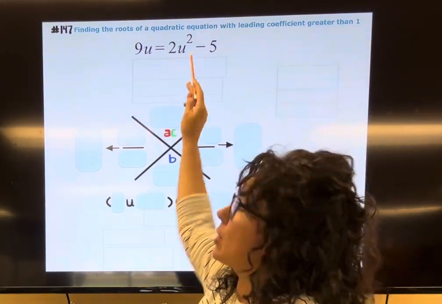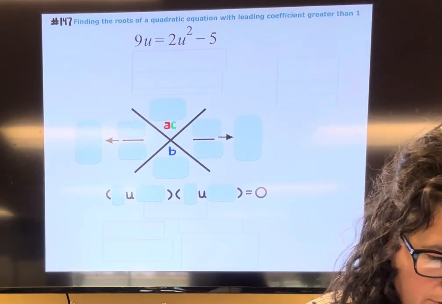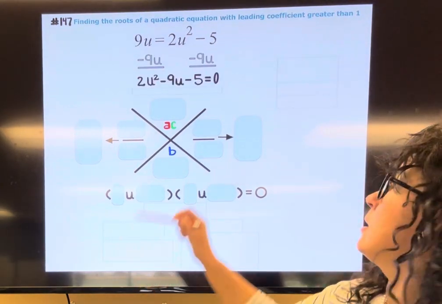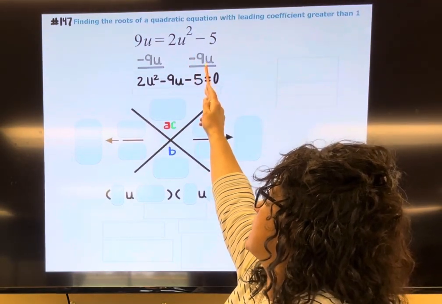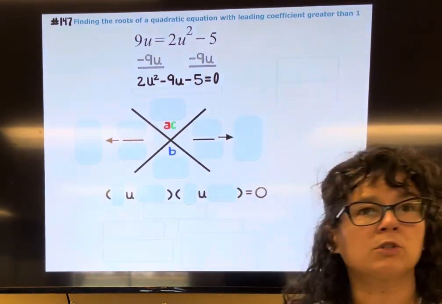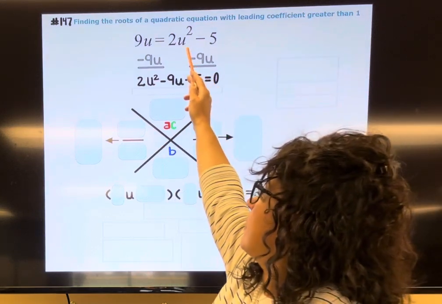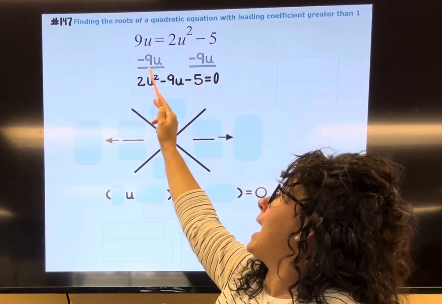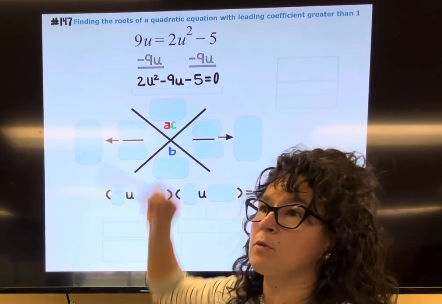So I'm going to subtract the 9u from both sides, and this is going to become 2u squared minus 9u minus 5 equal to 0. If this would have originally been negative 2u squared, I would have added 2u squared and then moved the 5 over.